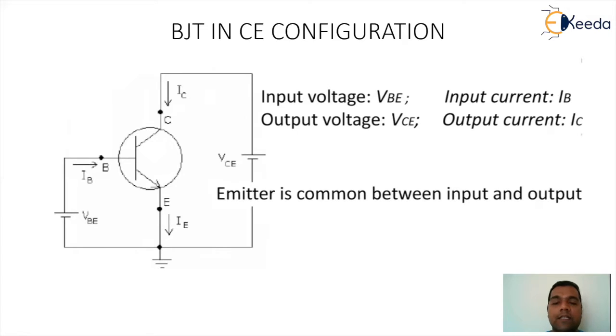Now, when you see the battery connection, you will find that there are two batteries present, one for the input side and the other for the output side. The use of the batteries is such that the base emitter junction should be forward biased and the base collector junction should be reverse biased. This is because we are trying to keep the device in the active region so that we can use it as an amplifier, in the amplification mode configuration.